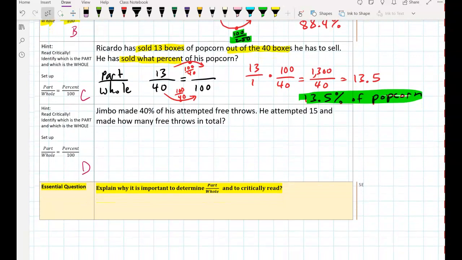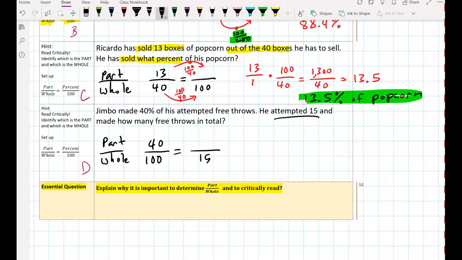It says that Jimbo made 40% of his attempted free throws. He attempted 15 and made how many free throws in total? So this one's going to be set up a little bit different, but remember, it's always part compared to whole. Okay? So, what's the part? What's the whole? Well, we know that he made 40%, so that's 40 out of 100. And he attempted 15, so that's the whole. Those are the shots that he tried to make. So we want to know how many did he get.